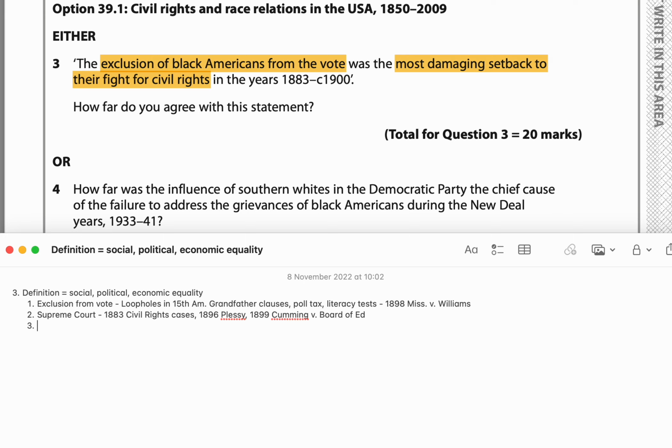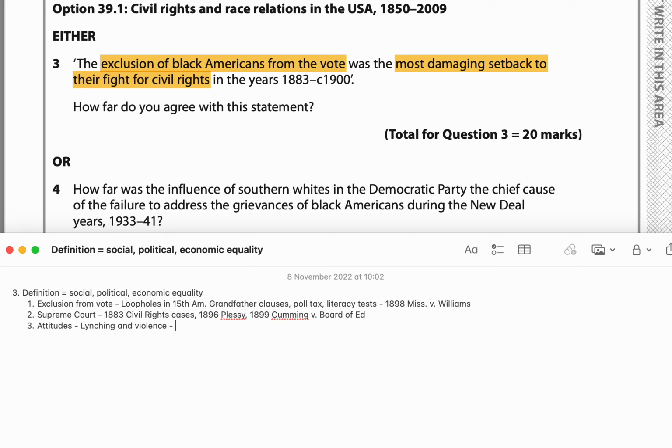And then for a third paragraph, I would go for general white attitudes, and you could talk about things like lynching here, the use of lynching and violence.